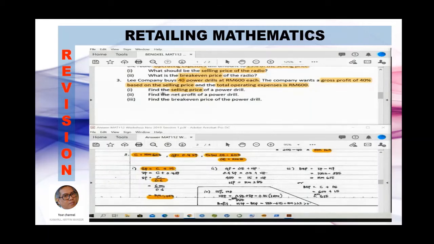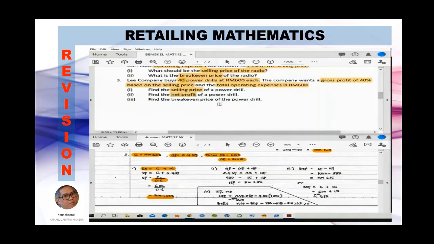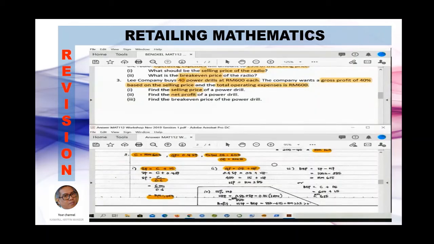Okay, yang kedua, soalan minta kita cari net profit of a power drill. So dia nakkan net profit NP. Okay, di sini dia bahagi dah. Kita ada GP bersamaan dengan OE plus NP. So this is the general formula untuk gross profit, iaitu operating expenses plus NP. Dan kita tahu GP bersamaan dengan 0.4 SP. Okay, 0.4 SP. Manakala OE adalah OE, NP adalah NP.